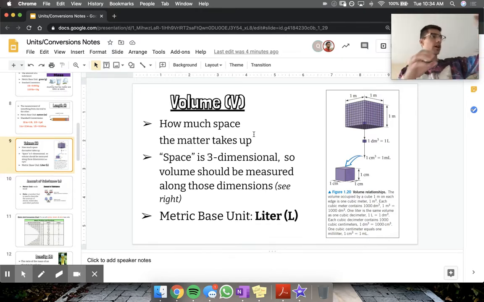Ooh, almost broke a graduated cylinder. That would have been bad. Okay, give me just a second. I'm gonna pause it and go take care of the cat.